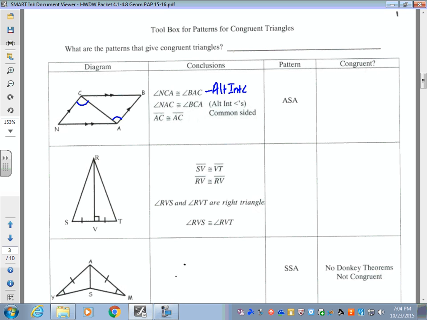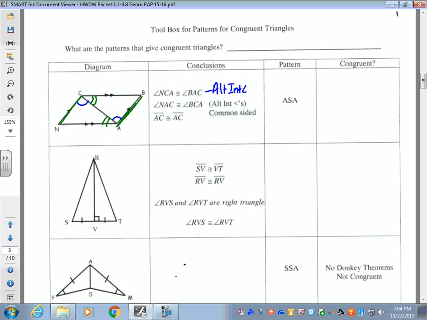So the other set, we have another set of parallel lines here with just the one arrow here, and it has a transversal CA as well. And so I have another set of alternate interior angles, which are NAC, and I'm going to put two arcs there, and angle BCA, and two arcs here.